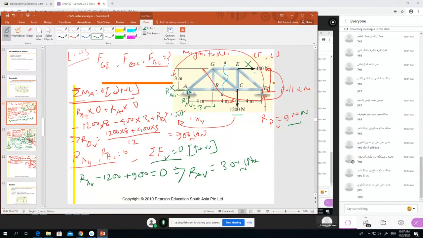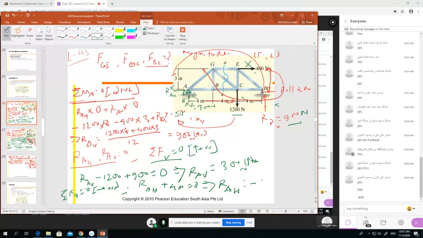Now what else do we have? We have RAH. RAH is very simple. Without any calculation, I can tell you, this is the summation of horizontal forces. If we take the summation of horizontal, and right hand side force is positive, is there any horizontal force? The vertical will not come. So RAH plus 400 equal to 0, right? There is no other force. So what is the RAH value? Very easy. Minus 400.